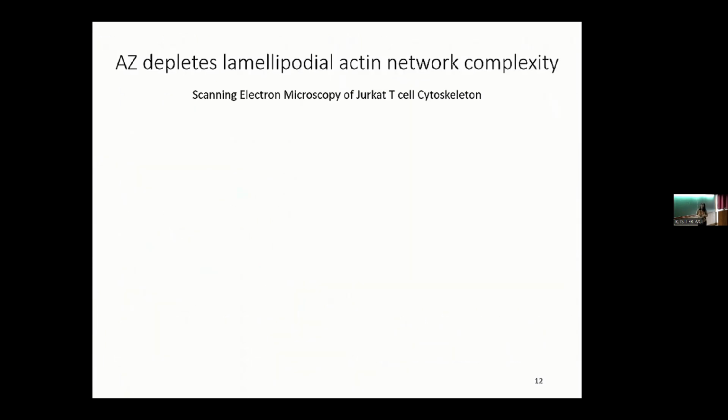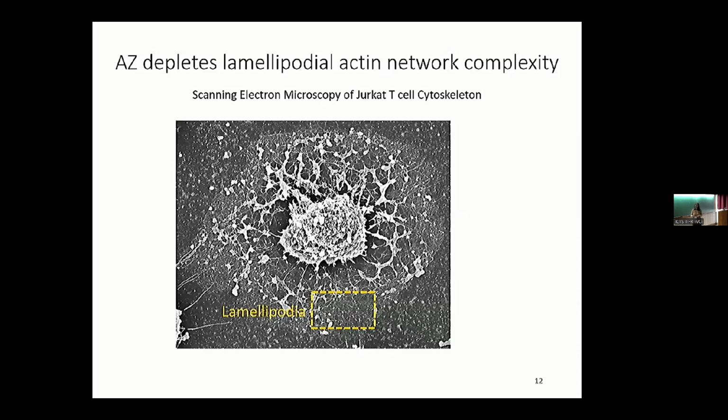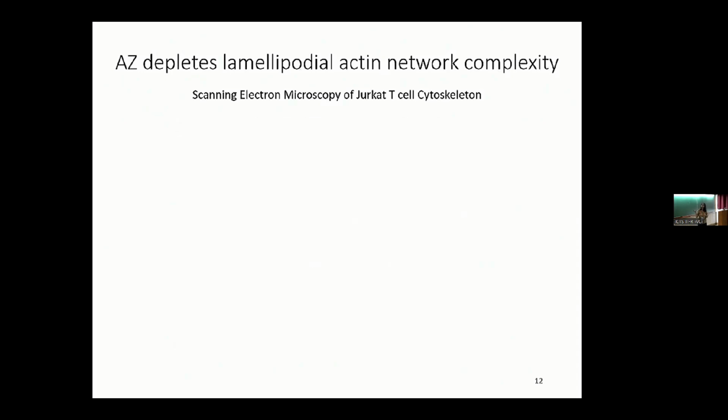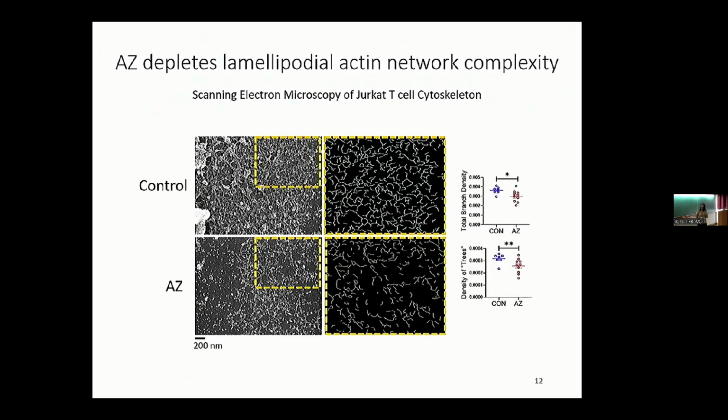This was also corroborated by our scanning electron microscopy data of similar Jurkat T cell cytoskeletons that we extracted using a detergent-based method. And in this peripheral region, particularly towards the lamellipodia, we see a distinct decrease in branching density or network density, indicating that this is what the whole cell effect and where the incorporation looks like. So now we know that at the whole cell level, this is how the compound works.